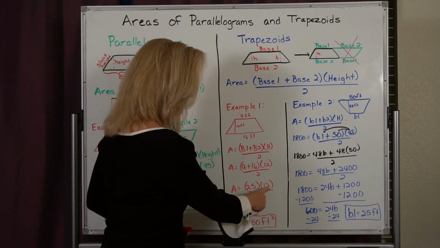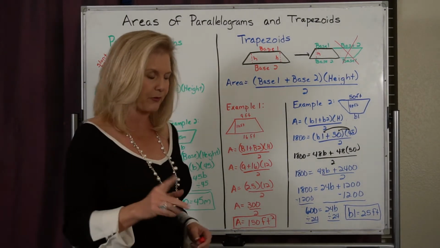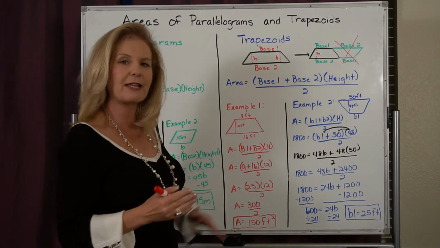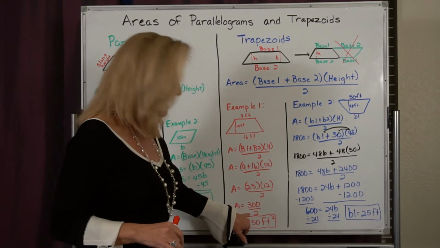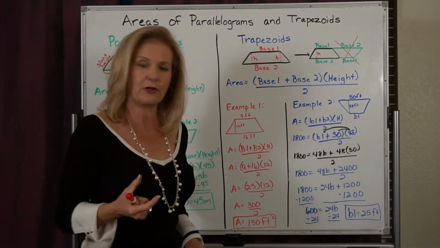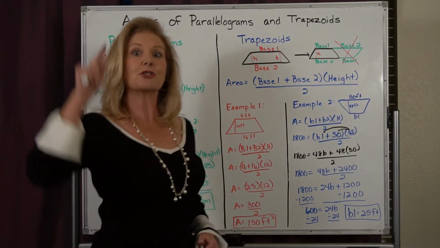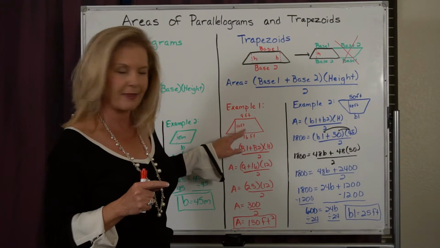Now I do 25 times 12, which is 300. I only solve one thing per line. As soon as everything on top of that division bar is calculated, then you go ahead and do your divided by 2. So I know again my area is 150 feet squared because it's a two-dimensional figure.